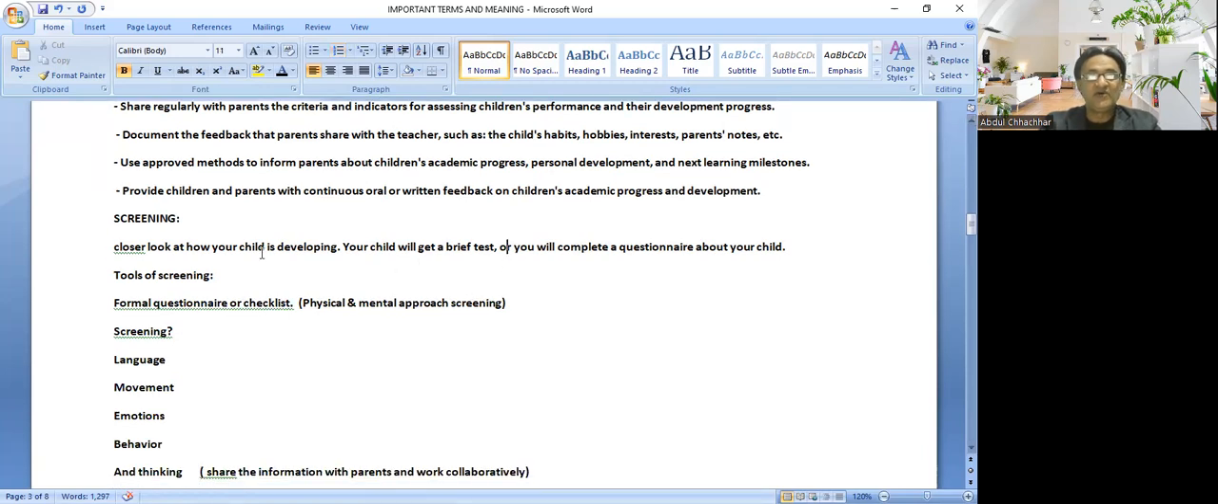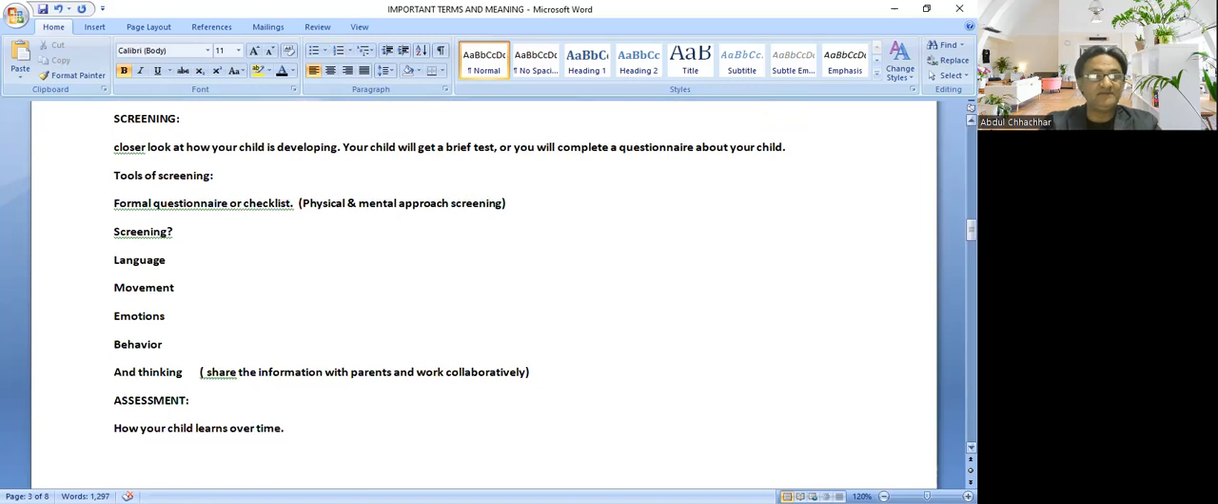Screening means to look closer at how your child is developing. This is what we use in early childhood development. You will give a brief test and complete a questionnaire about your child, so this is a complete way of collecting data. Tools of screening include a formal questionnaire or a checklist, and a physical and mental screen. You should know that we measure the children's height and the like. Screening covers language, movement, emotions, behavior, and thinking, and then you share this information with the parents.